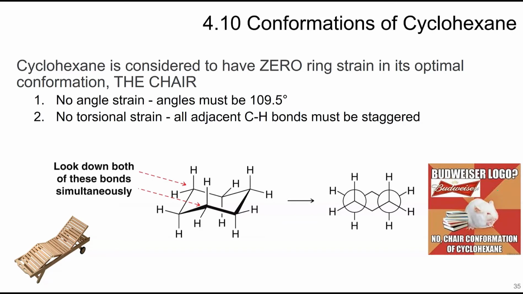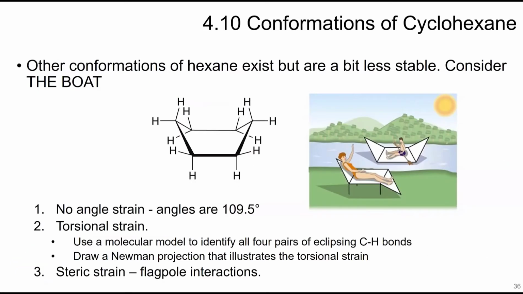If you draw the Newman projection of the chair, you can see that all of these things are in this staggered conformation. This is the connecting bond between the two carbons. If we're looking down two of these bonds, this is what we're seeing with the chair. So there's no strain here. It's perfectly anti-staggered. Other conformations of cyclohexane exist, but they're a little bit less stable.